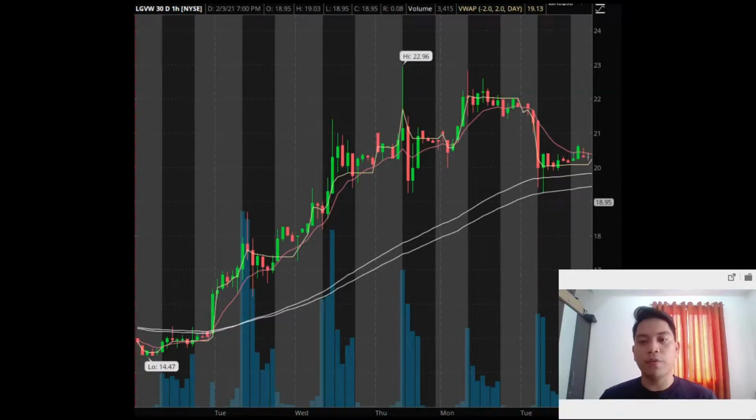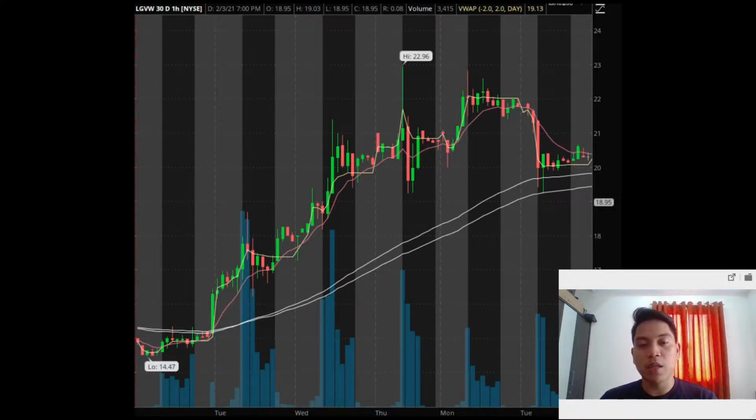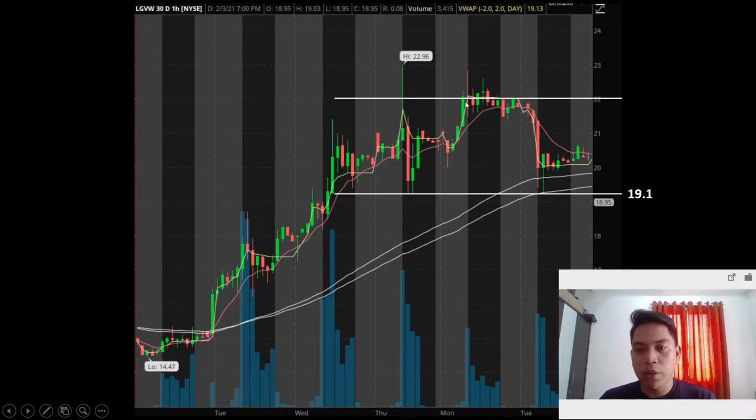Okay, so we have our first example, Longview LGVW, and we will try to apply the concepts of risk management to 3 stocks that I traded before. First, we draw our support line. Possible support line here is around 19.1. You can see it got tested multiple times. Then we have our repeating level, which is possibly our resistance line at 22.